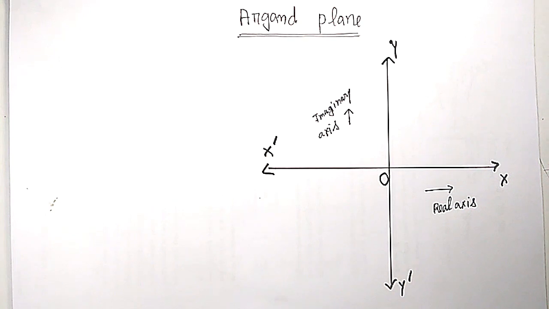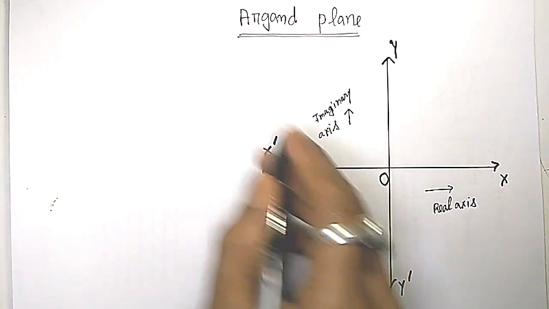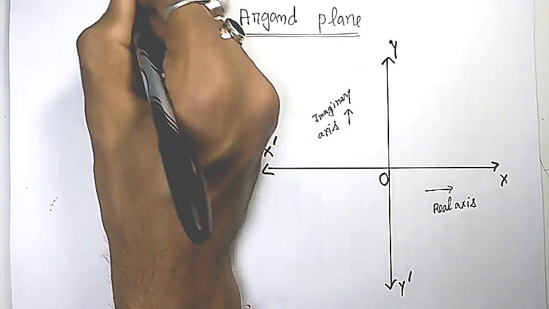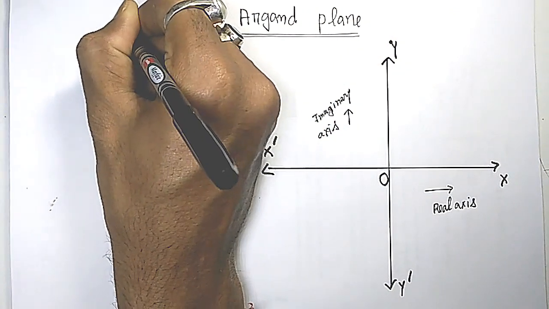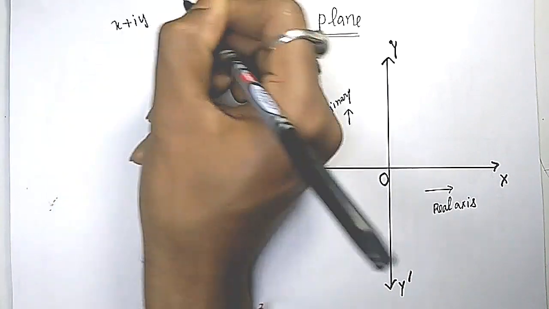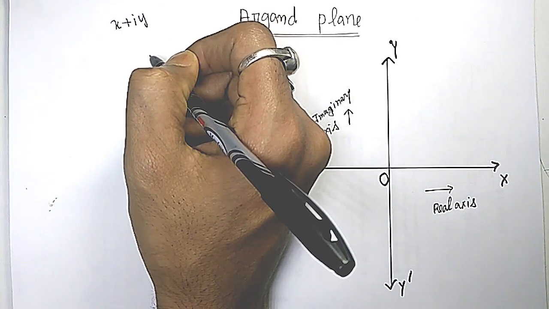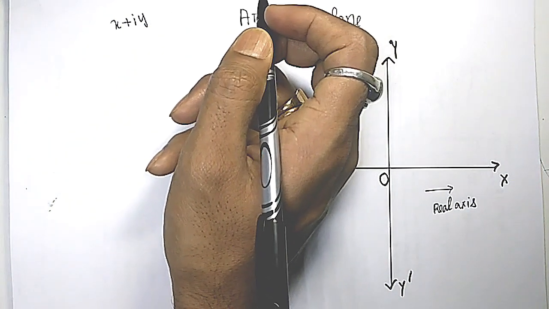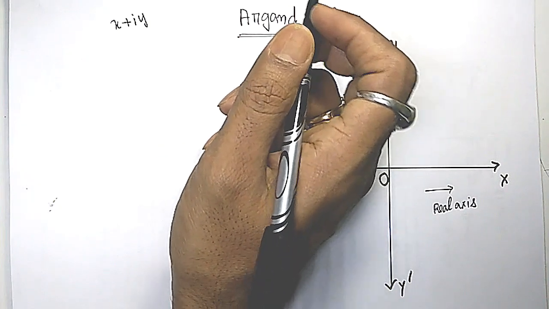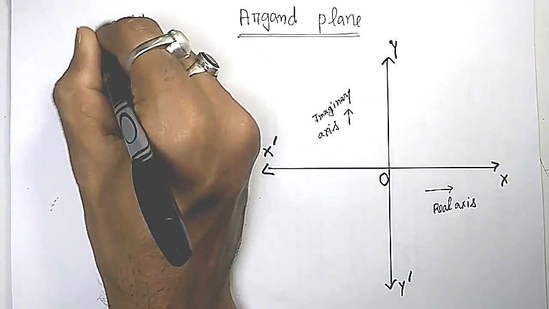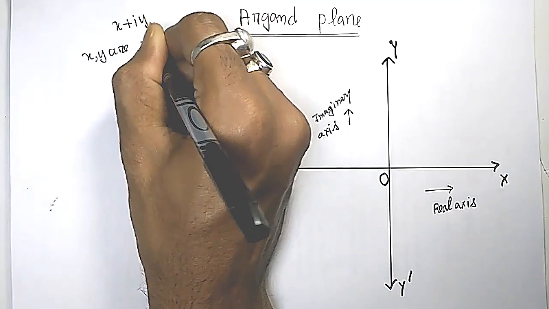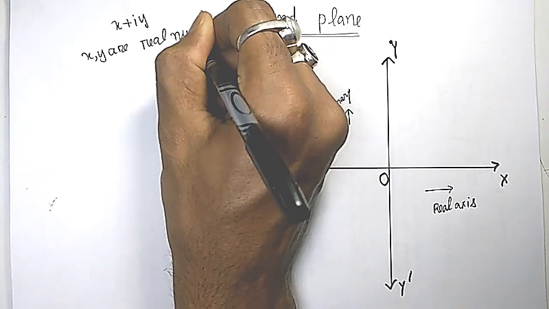This is the third video of complex numbers. In the previous video we discussed the representation of complex numbers. A complex number can be represented in the form x plus iy. Any number which we can write in the form x plus iy is known as a complex number, as we already discussed in the first video, where x and y are real numbers.